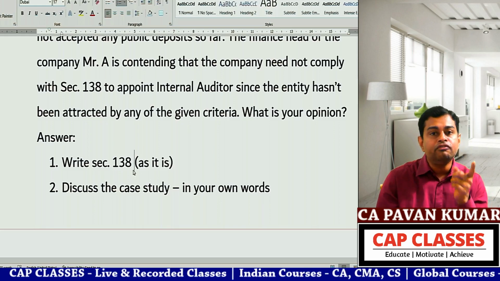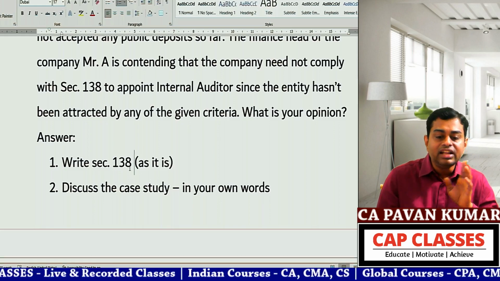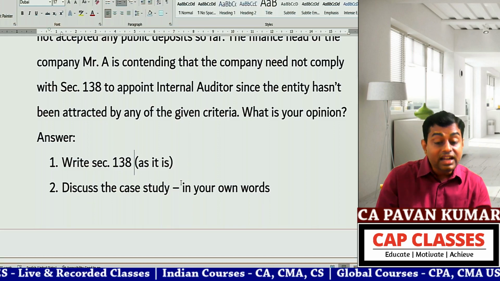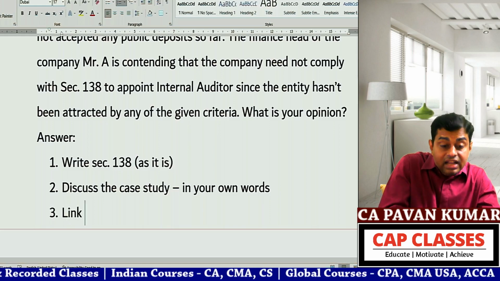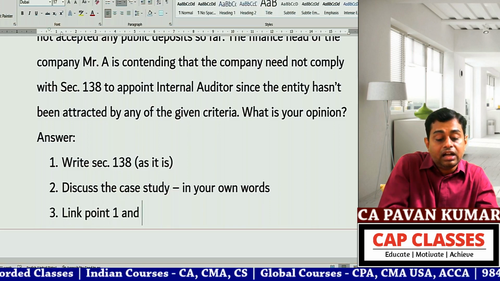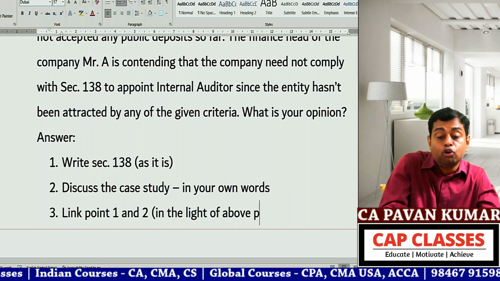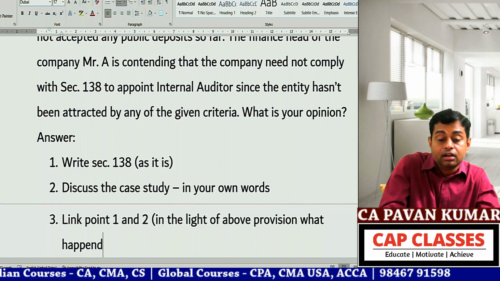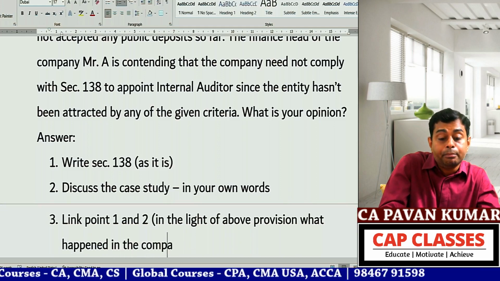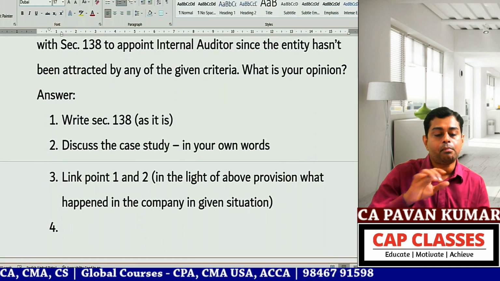You should know where to paraphrase. You should know where you should not paraphrase. So, section 138, write as it is. Then discuss the case study in your own words. Then link point 1 and 2. That means, in the light of the above provision, what happened in the company in the given situation.